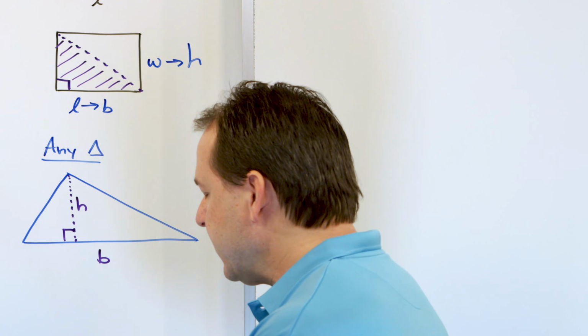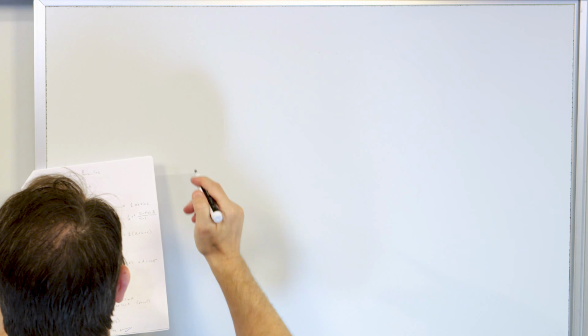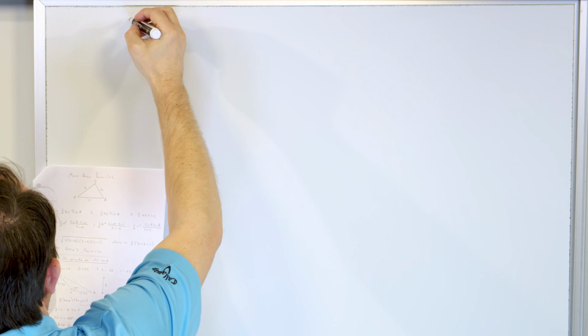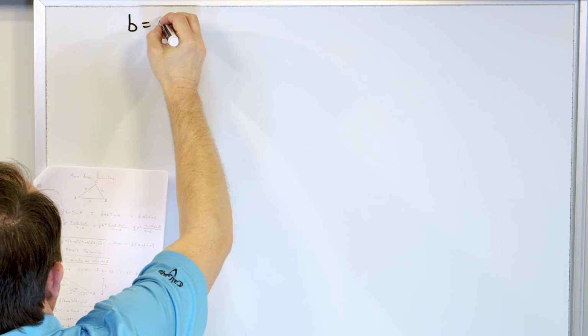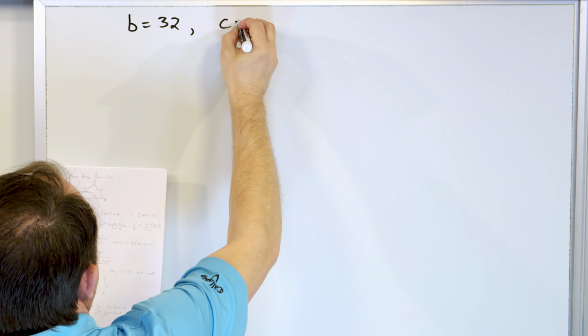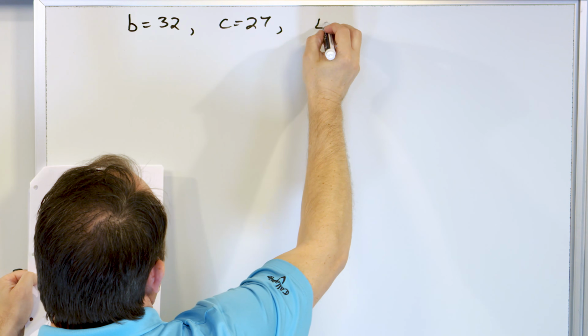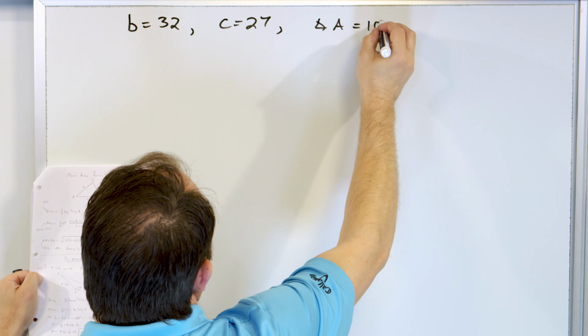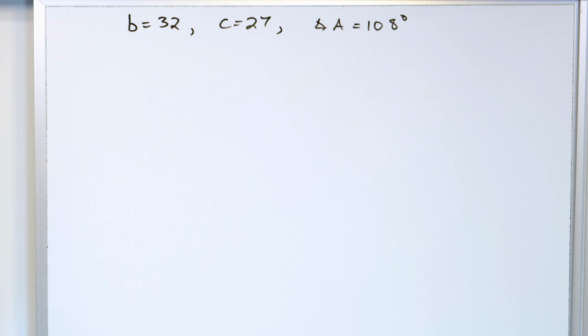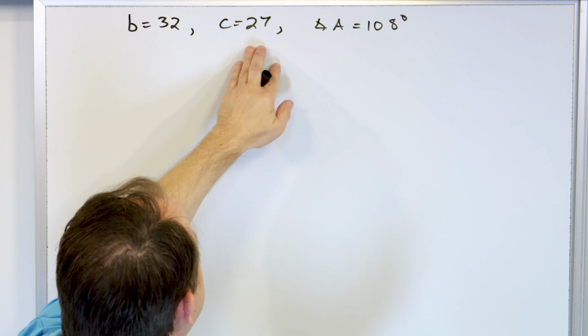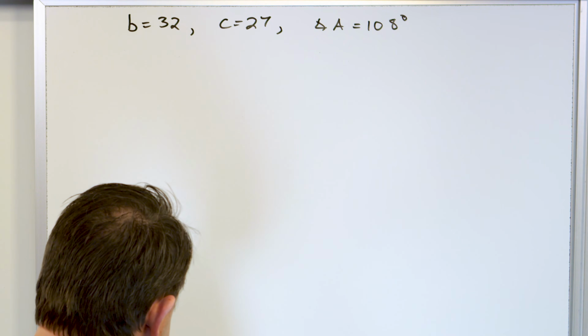So I want you to find the area of a triangle if the following I give to you is true. B is equal to 32, C is equal to 27, and angle A is equal to 108 degrees. So I'm just giving you information. I'm giving you two sides and an angle.